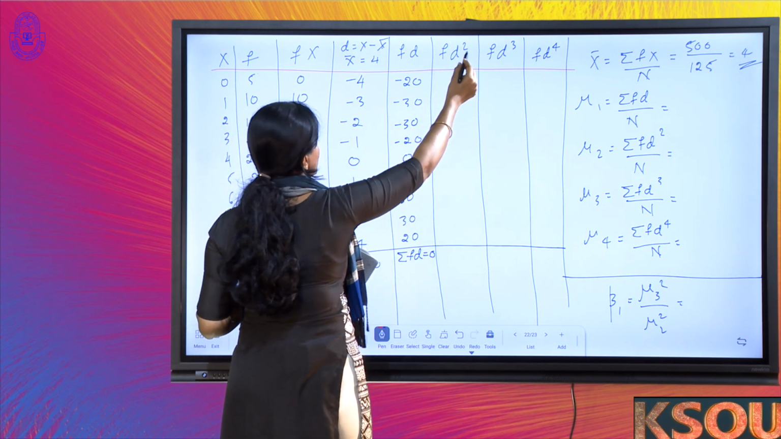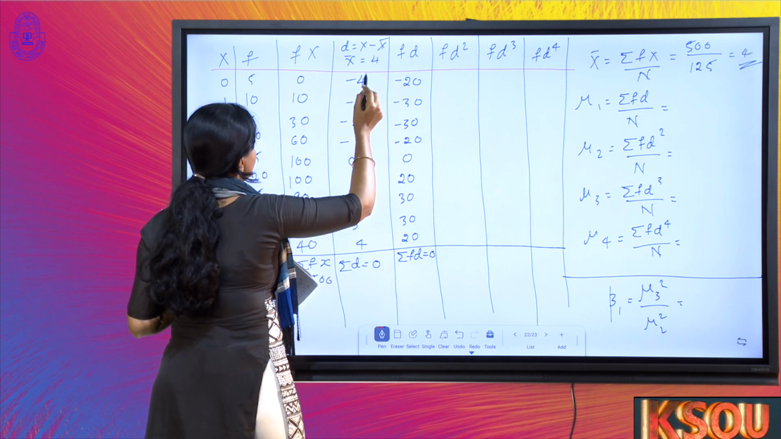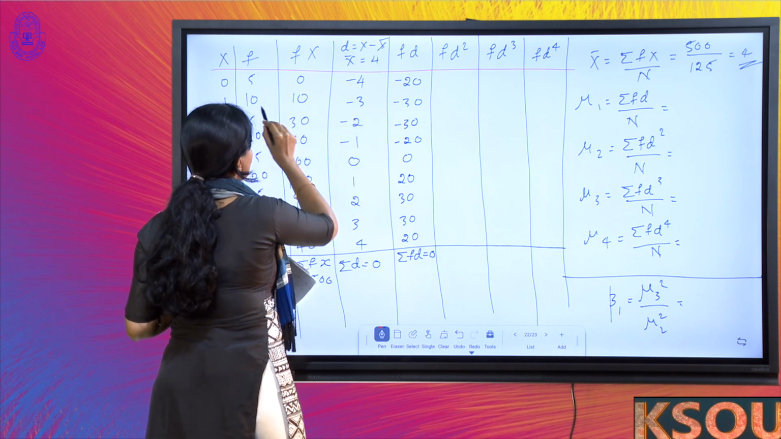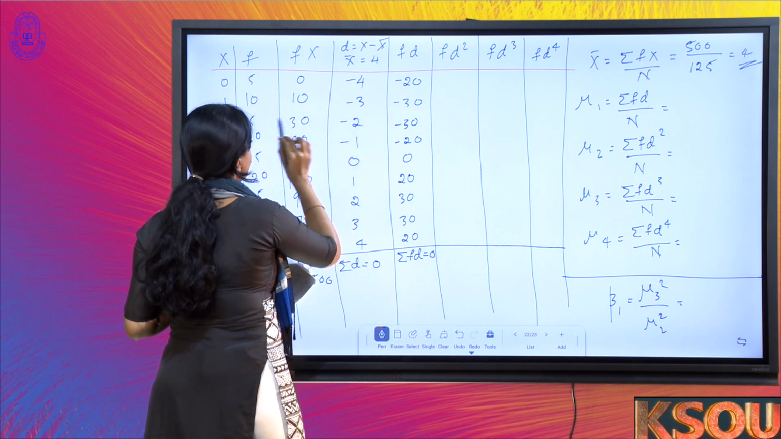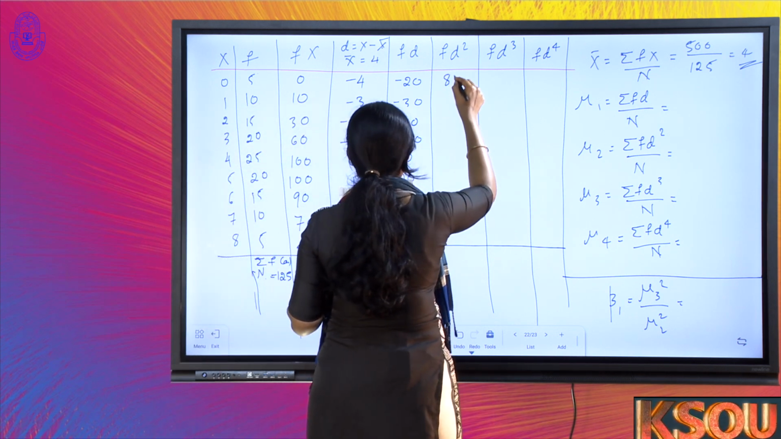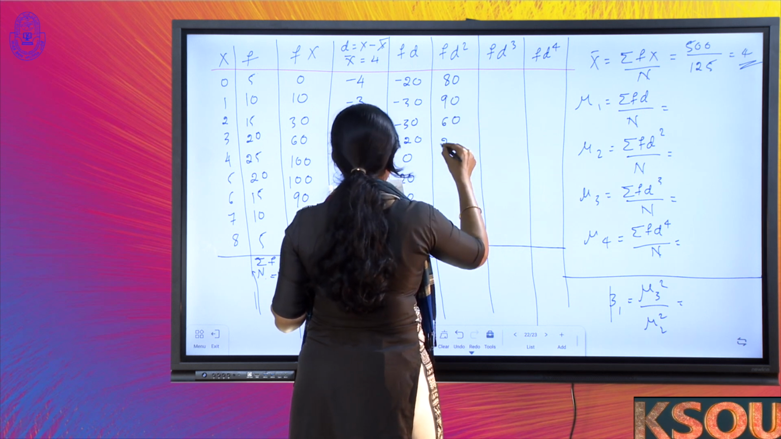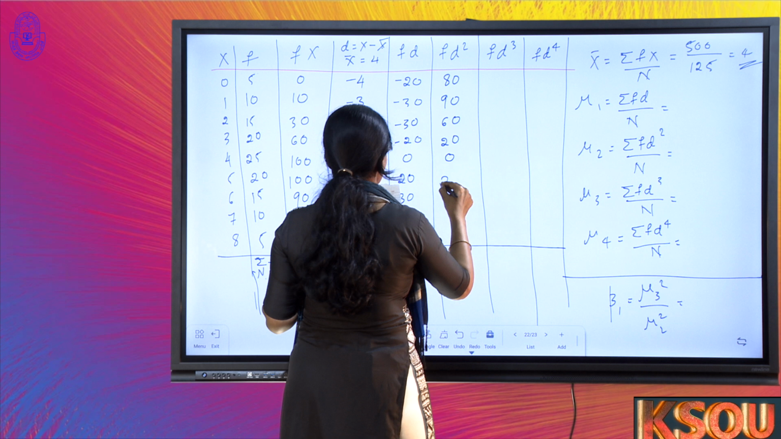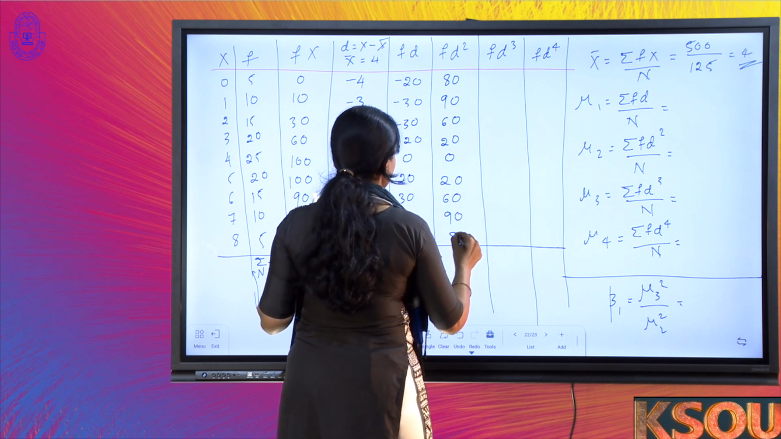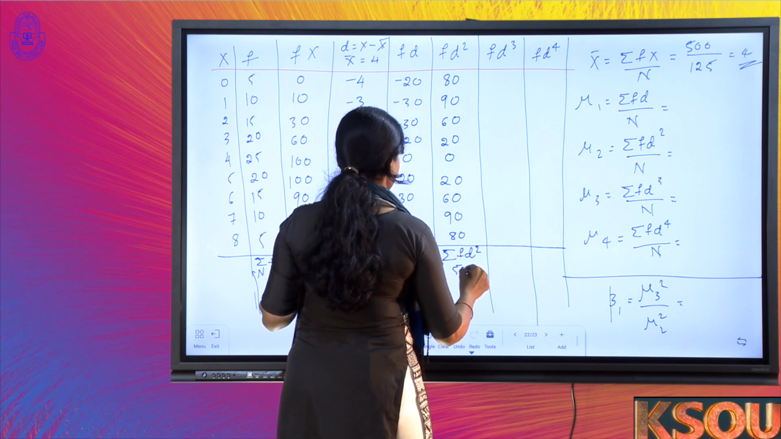Take FD square. You will have to take d square, meaning minus 4 into minus 4 into 5, minus 3 into minus 3 into 10, minus 2 into minus 2 into 15. Like that you will have to do it here. You should get the values 80, 90, 60, 20, 0, 20, 60, 90, 80. So, summation FD square value will be 500.